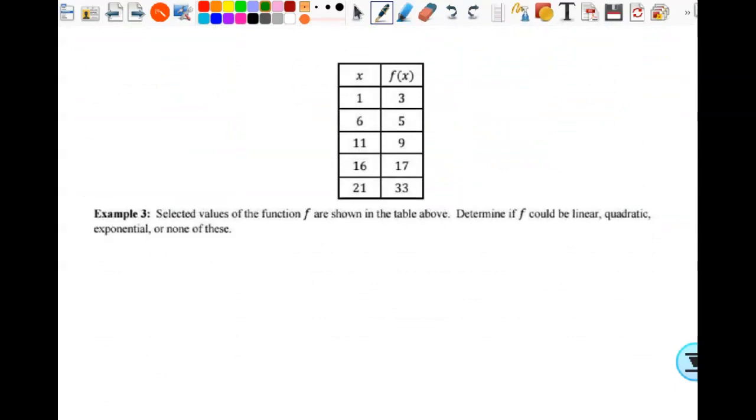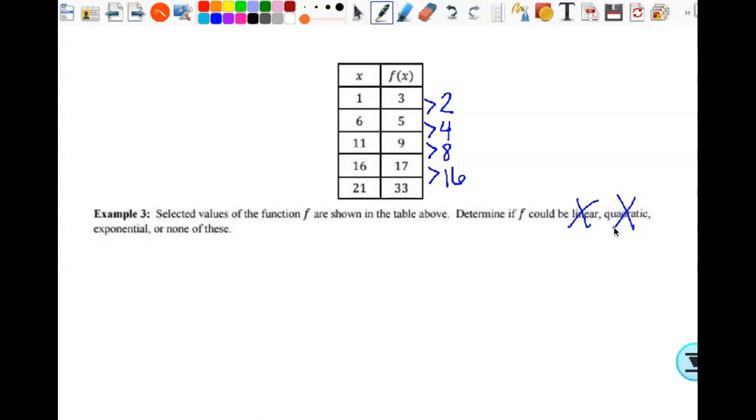All right, so then we have selected values of the function f shown in the table, and we want to determine if f could be linear, quadratic, exponential, or none of these. So let's start by looking at our differences here. So this is 2, then 4, then 8, then 16. Okay, so is it linear? No. Okay. Now, if it is quadratic, then our second differences would be the same. Or we could look at our first differences, and if our first differences increase at a constant rate, that makes it quadratic. Do these increase at a constant rate? No, because it's 2 and then 4 and then 8, which is basically those differences, so it's also not quadratic, right?